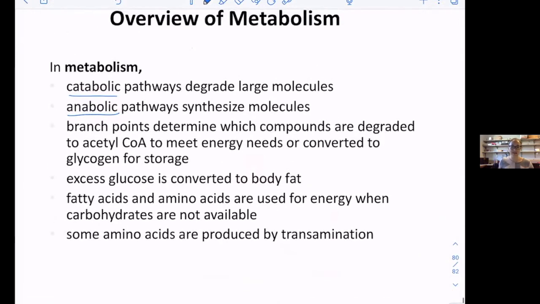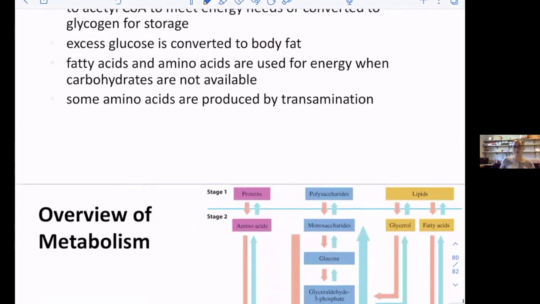Fatty acids and amino acids are used when our carbohydrates are not available in our body, which makes ketosis form in our body, or the process of ketosis begins in our body. And then some amino acids are produced by transamination.